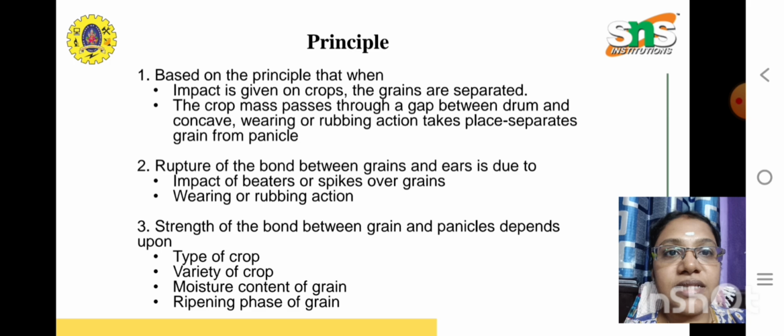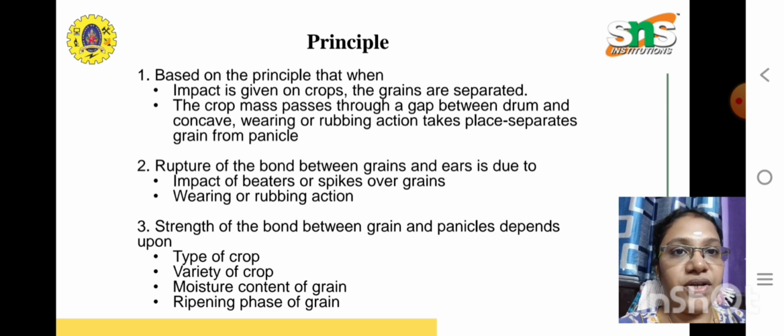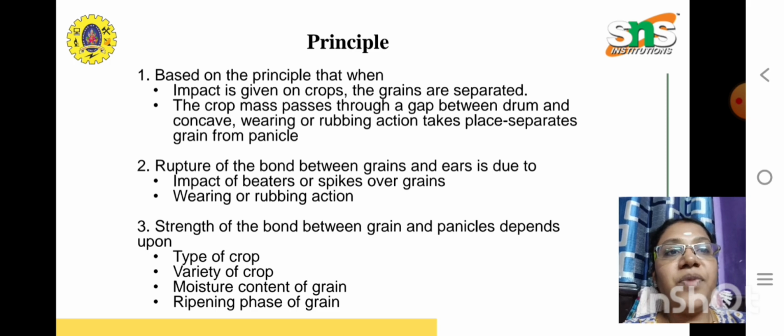Next is the rupture of the bond between grains and the ears. At first, due to the impact force, the panicle gets separated from the grain. Then, due to the wearing or rubbing action, the beaters are used to separate the grains from the spikes. So that is the second principle.